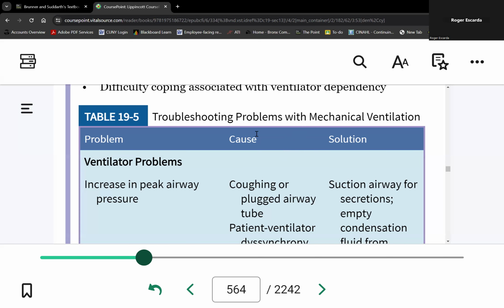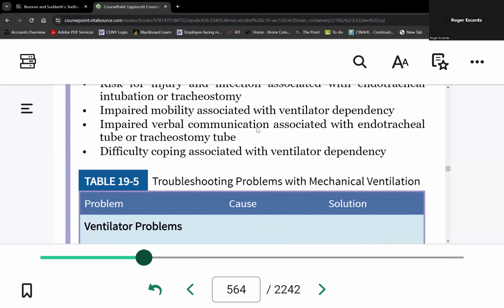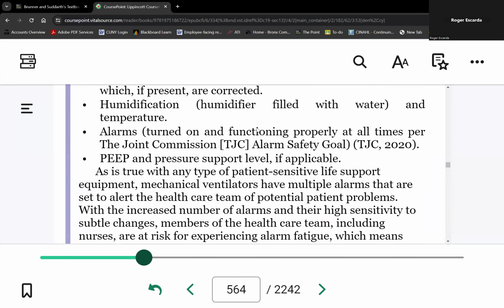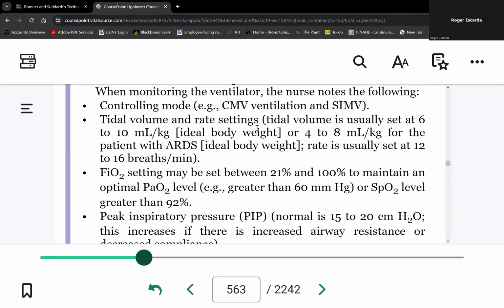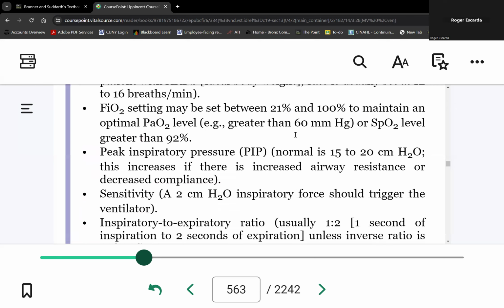All right, so let's go now to the vent. 19-5, so here is this long list, which we ended up with last week. Making sure the mode is correct, the settings are okay, whatever the doctor ordered: the tidal volume, the frequency, how many breaths per minute, the FiO2 setting. What's the significance of the PIP again?